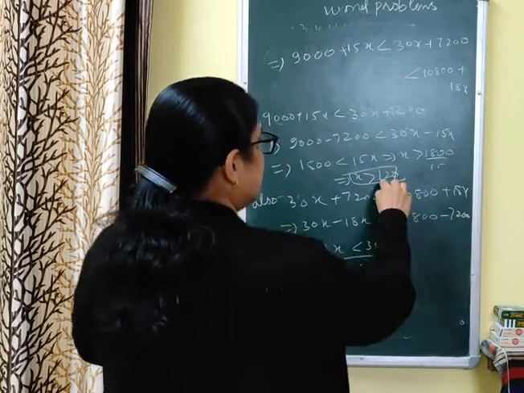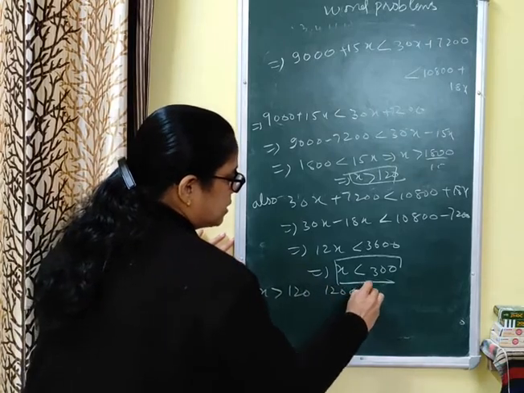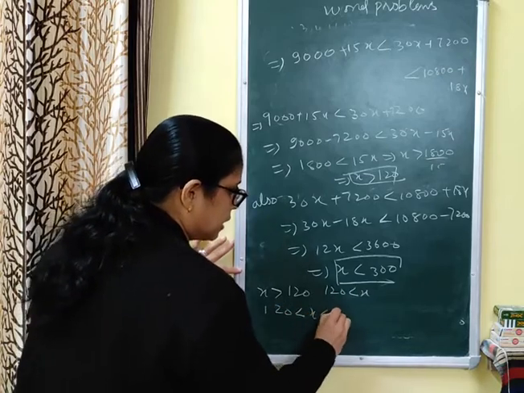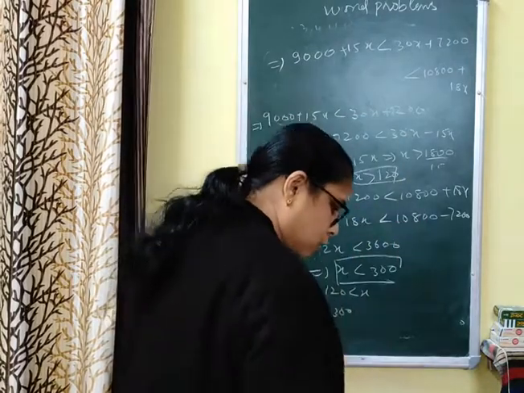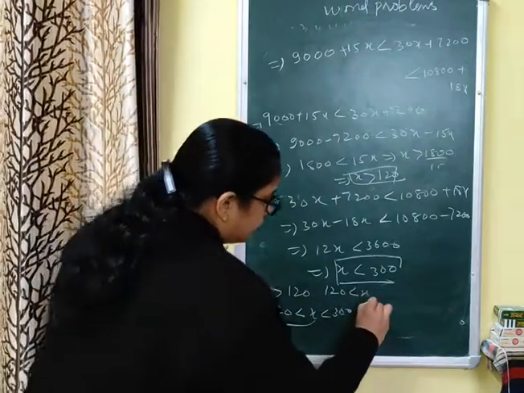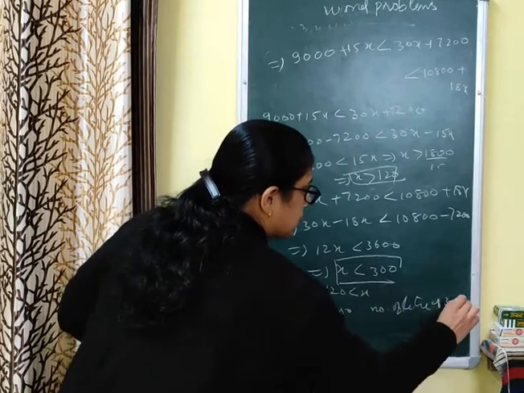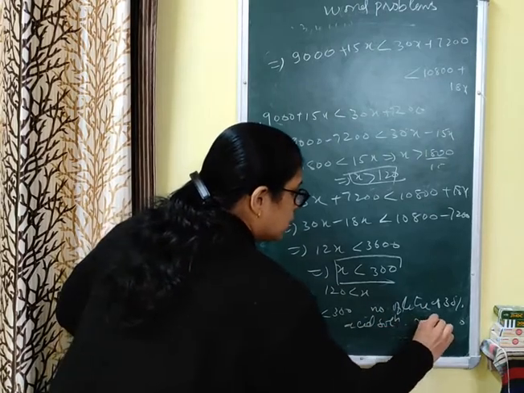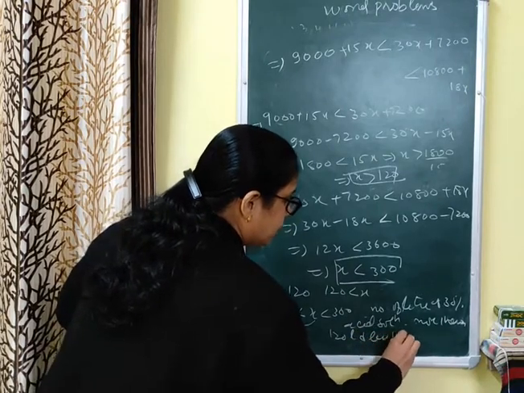Here we got x greater than 120. x greater than 120 means 120 less than x and x less than 300. That means the solution is 120 less than x less than 300. That means the number of liters of 30% acid solution to be added should be more than 120 liters and less than 300 liters.